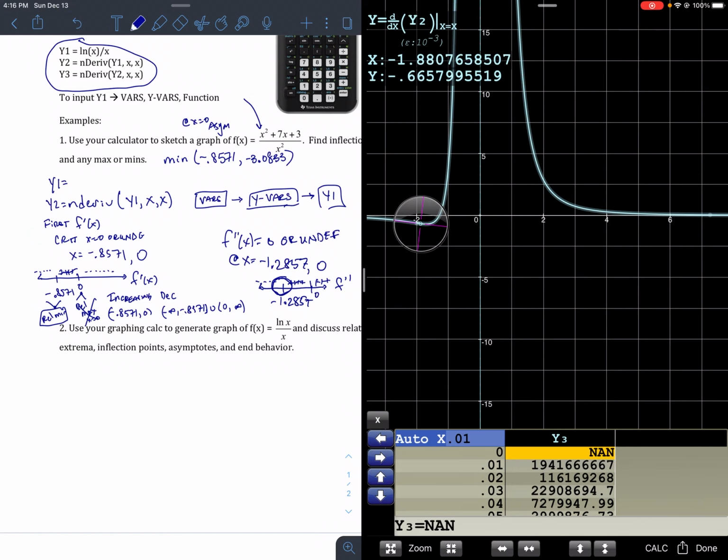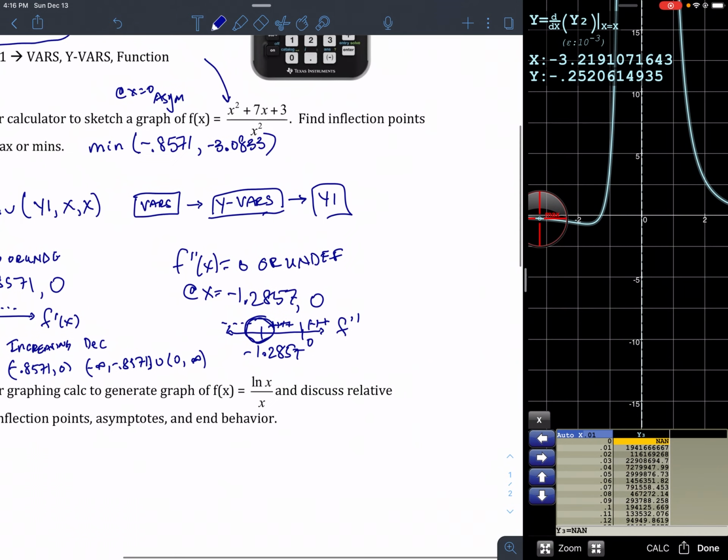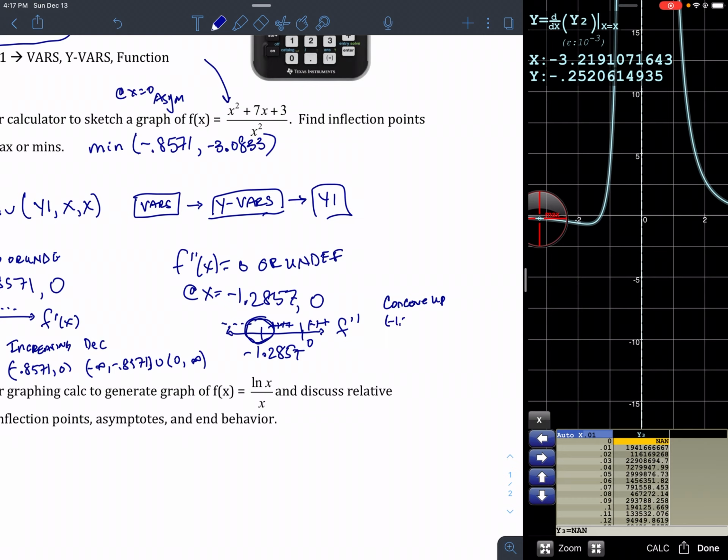So let's write that up. Okay, so I'm going to move this back over here a little bit. And let's write that up. So concavity: concave up from negative 1.2857 to 0, union 0 to infinity. Down would be from negative infinity to negative 1.2857. And I do have an inflection point at x equals negative 1.2857. And that verified that.